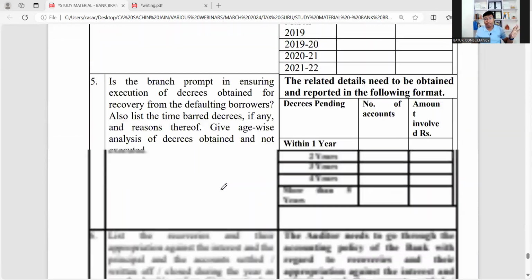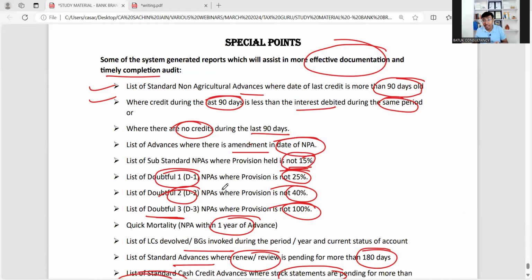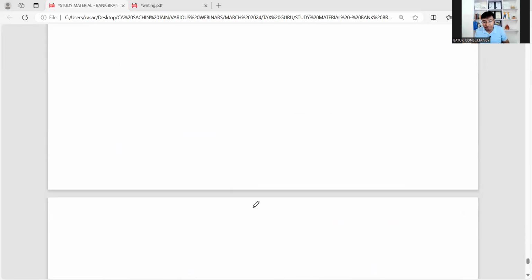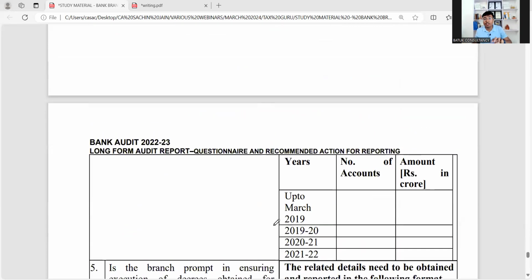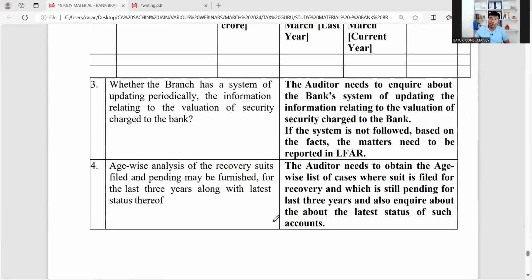Okay, I suppose I have covered the complete concept of the long form audit report in brief. The complete detail is already provided in the next tab. The complete thing is already available in the next tab. You can easily go through the same, although we have covered it in a brief way.